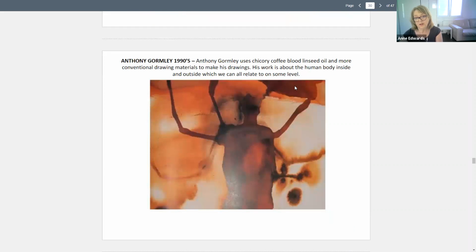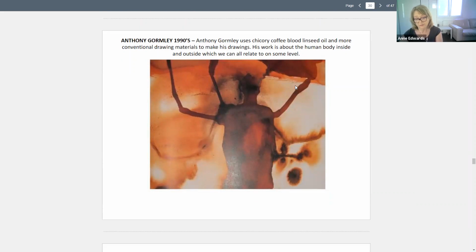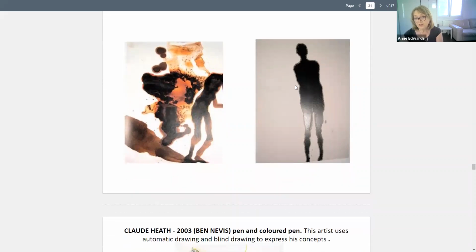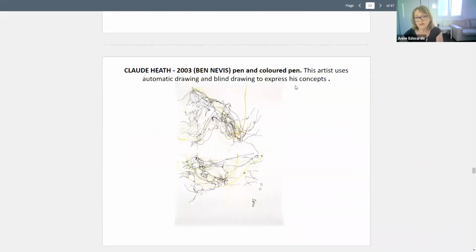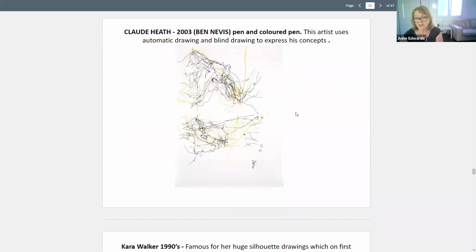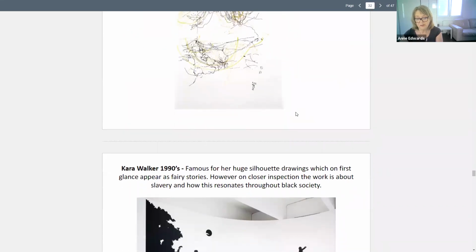Antony Gormley uses chicory, coffee, blood, linseed oil, and more conventional drawing materials to make his drawings. His work is about the human body, inside and outside, and we can relate to that on some level. Again, study his work. It might be something that inspires you. Claude Heath, Ben Nevis, colour pencil and pen. This artist uses automatic drawing and blind drawing to express his concept.